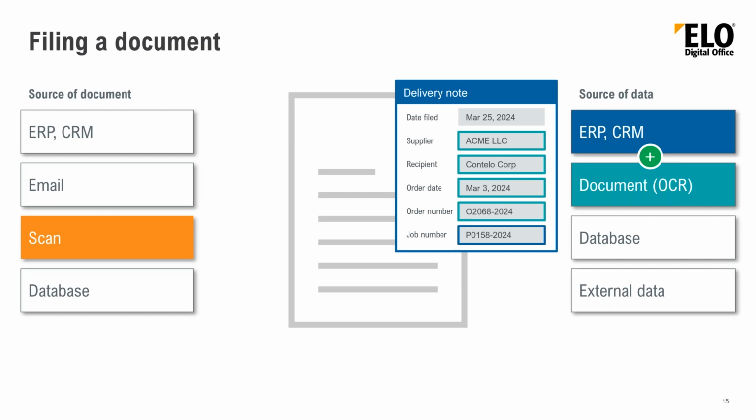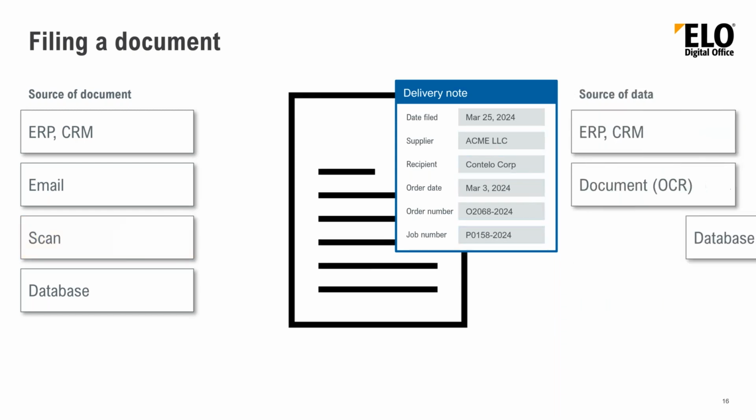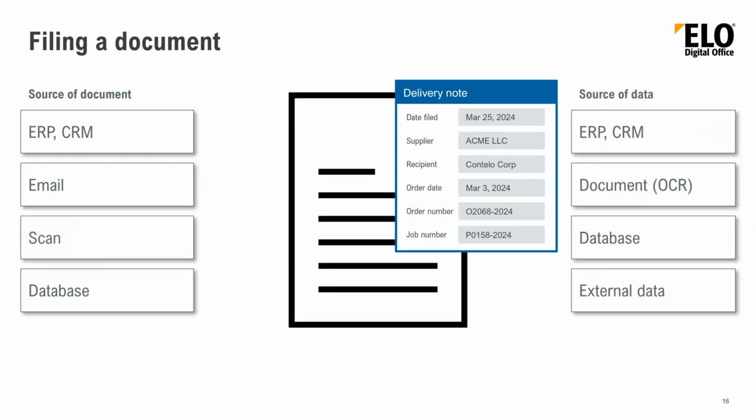So the green ones are from the document, which we fetched with an OCR, and the blue one, just the job number, comes from our ERP system. So that's how you can collect the data and know how you can store the data in the ELO ECM suite. Depends on the source of the document and the source of the data, but you can combine them.